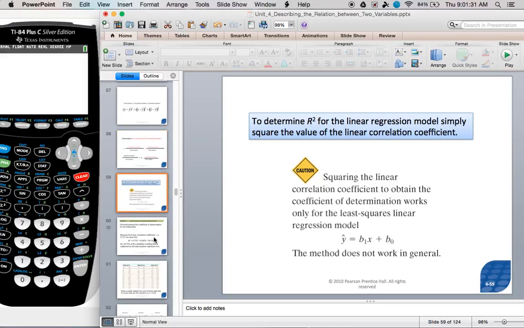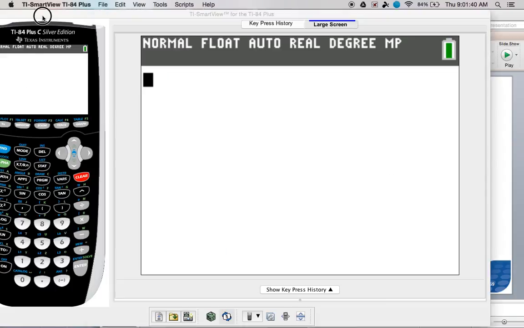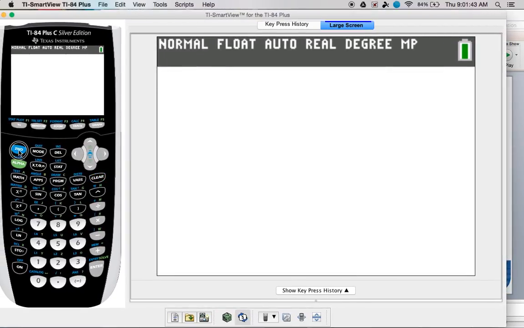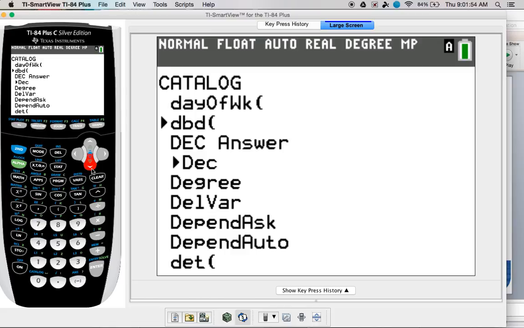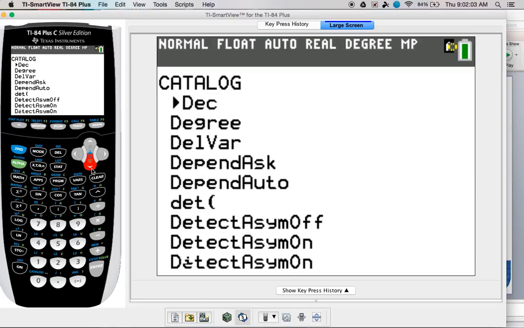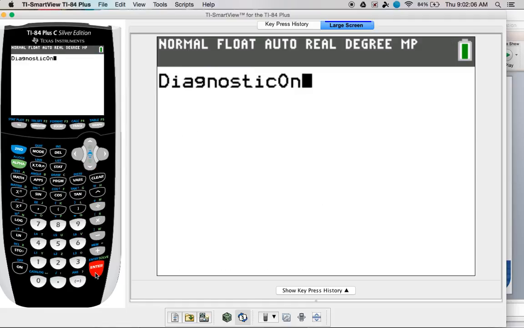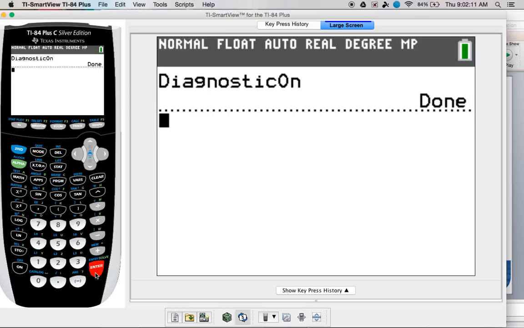However, let's take the time right now to actually compute it via the calculator. So the first thing is, if you recall, make sure you go second catalog, make sure your diagnostic is on. You can just hit the D right here by the inverse. Scroll down to diagnostic on. And there we are, diagnostic on. I press enter, we're done. So I know once I have my data set, it's going to compute R and R squared.